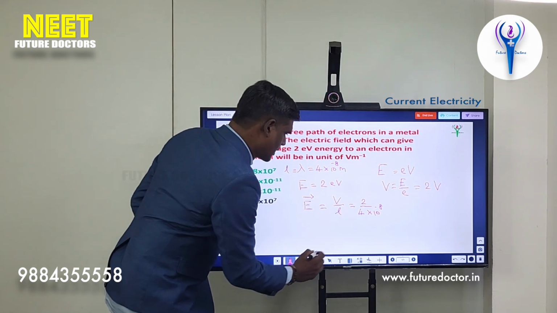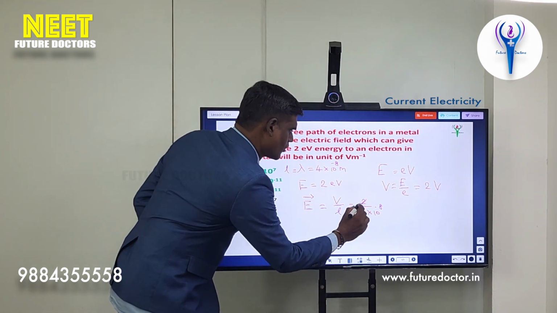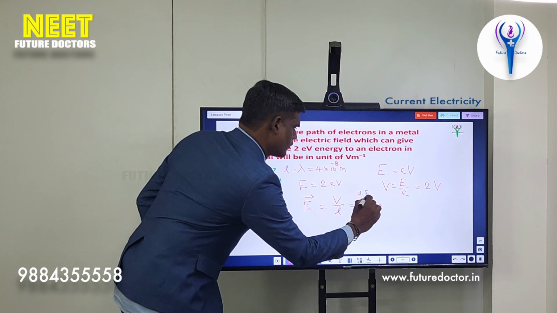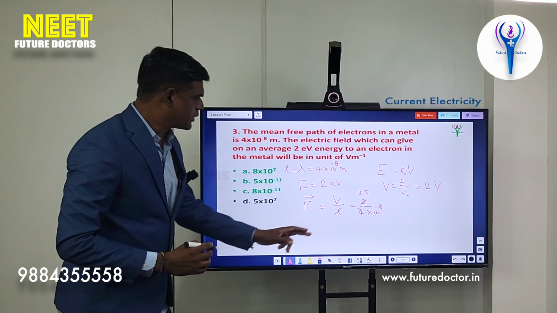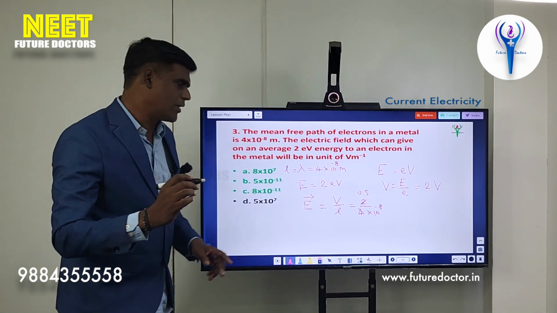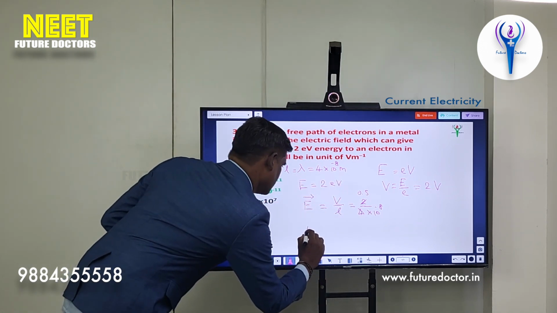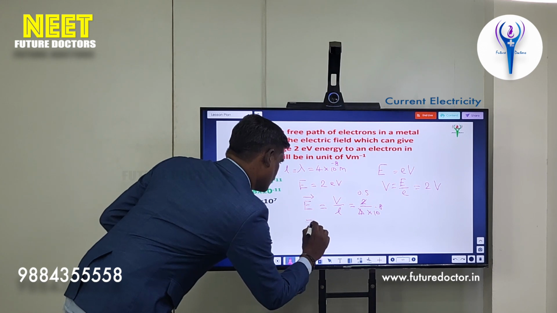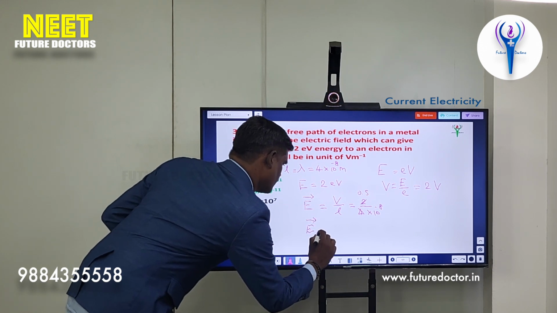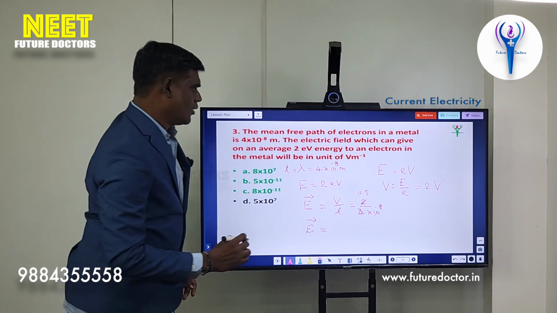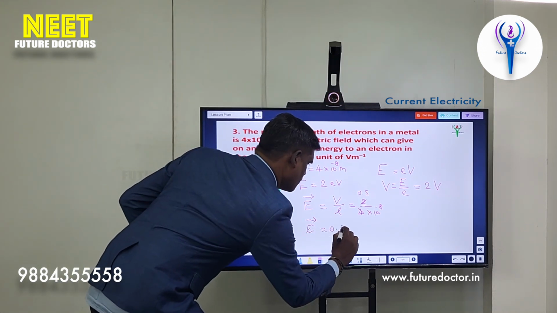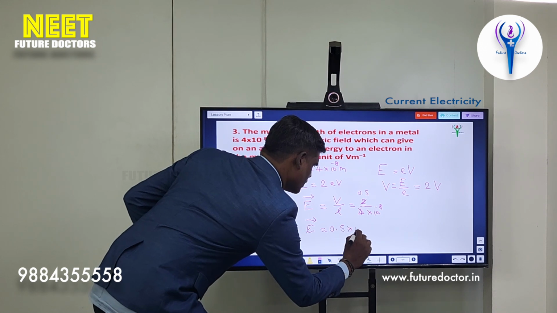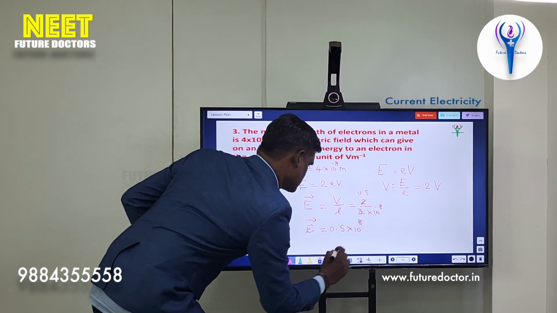Then, if you cross multiply this, 0.5. 4, 5, 20. So 0.5. 0.5 into 10 power minus 8 comes up as 10 power plus 8. Then E vector equals 0.5 into 10 power plus 8.